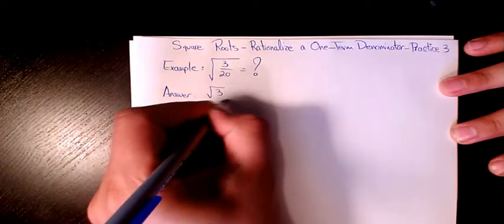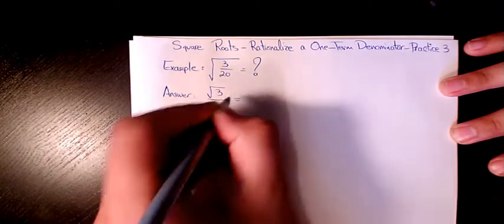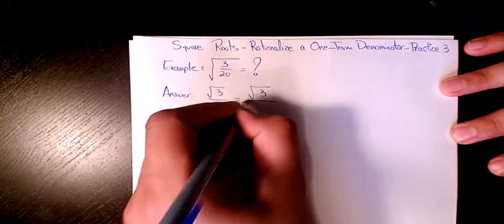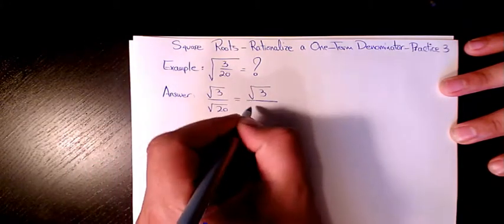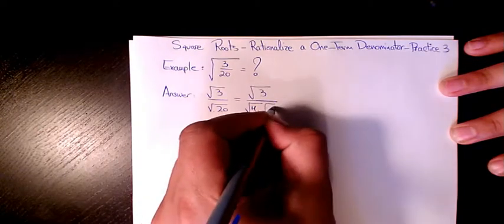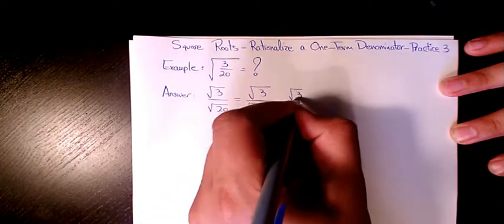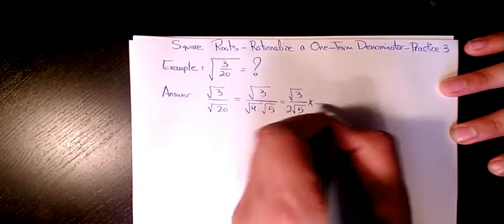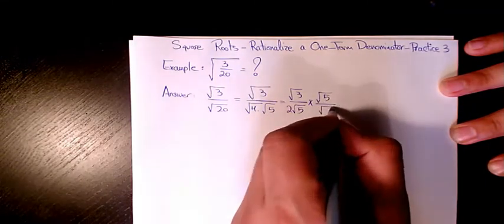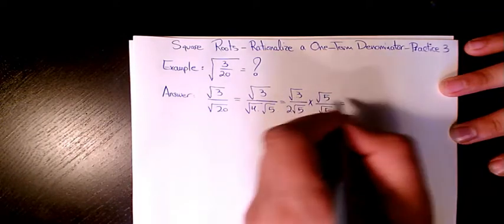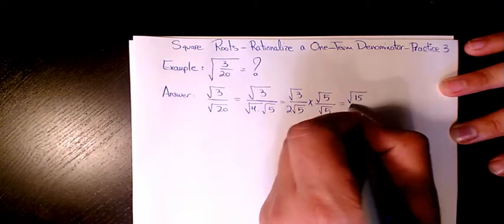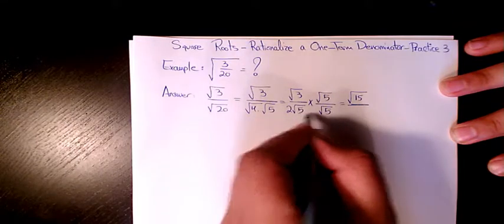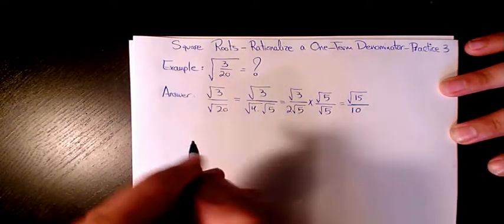Root 3 divided by root 20, and then it's going to be root 3 divided by, 20 is 4 times 5, root 4 times root 5. It's going to be root 3 divided by root 4 is 2. It's going to be 2 root 5 times root 5 divided by root 5. 5 times 3 is going to be 15. 2 times root 5 is going to be 10.